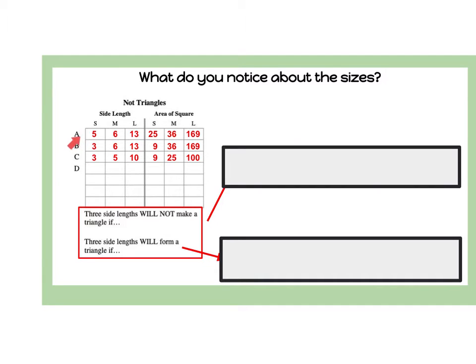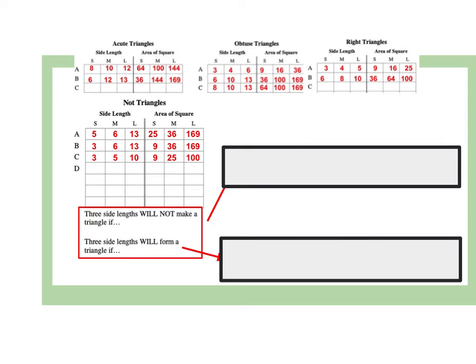So here's our data from that day. We had 5, 6, and 13 for a small, medium, large, and triangle A. Triangle B was 3, 6, and 13. Triangle C was 3, 5, and 10. And then we had our areas. So take a second to look at this, and if it helps, look at some of the other data too, which should look something like this, and decide why do these side lengths here not make a triangle, and what side lengths will form a triangle.